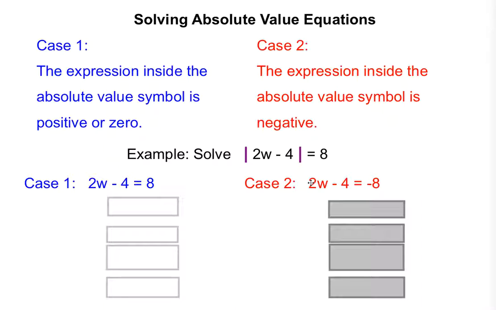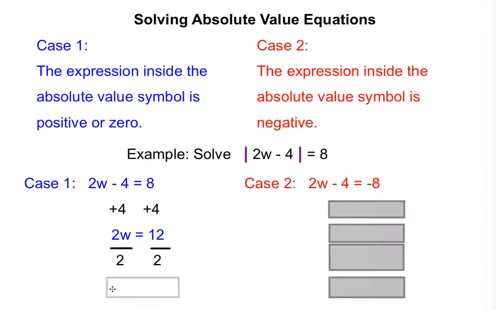Let's go ahead and try to solve both of these multi-step equations. First step, we're going to add 4 to both sides because we're trying to isolate 2w. Notice how 2w is by itself. Next, we're trying to isolate w. What do we have to do to isolate w? Divide by 2. Our final answer for w is 6.